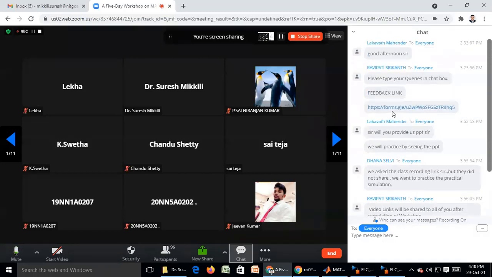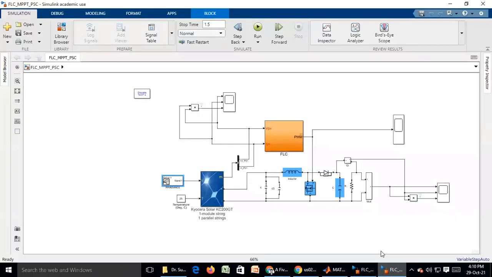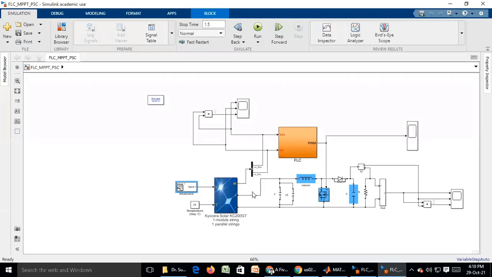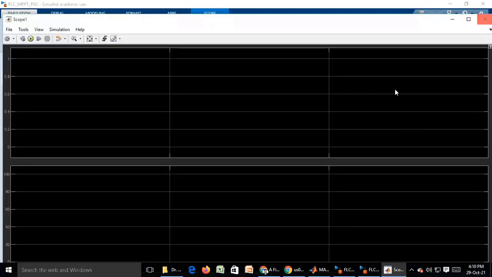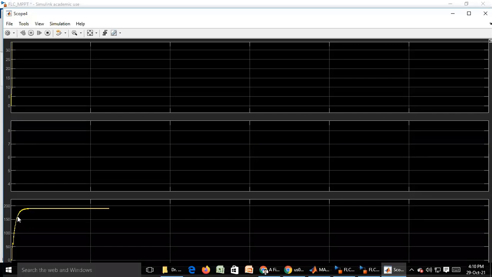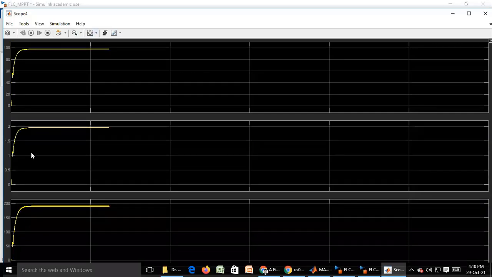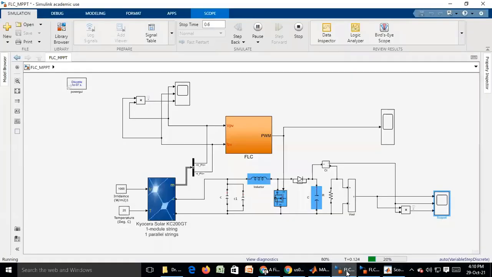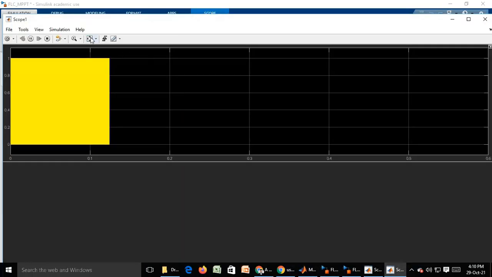Today mostly we have seen it's completed. One minute, let me see the result. No, 20% only, it is still tracking. But you see the result. You see it is tracking exactly, the fuzzy logic. It's taking some time, but it is tracking perfectly.